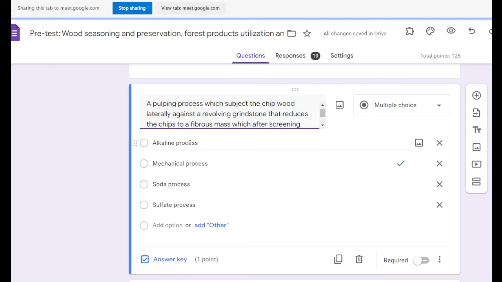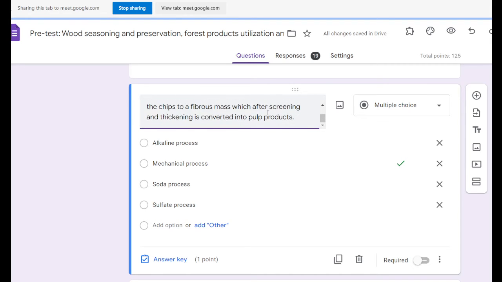Pag alkaline process or sulfate process or kining soda process is similar to alkaline process. Sometimes called a kraft pulping process kini sila. It uses chemical process. Kini is a mechanical process. Ang gamit ani is only revolving grindstone without the use of any other chemical to produce pulp products. So that is a mechanical process.